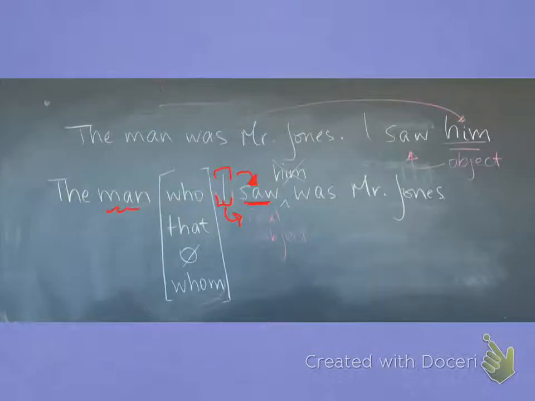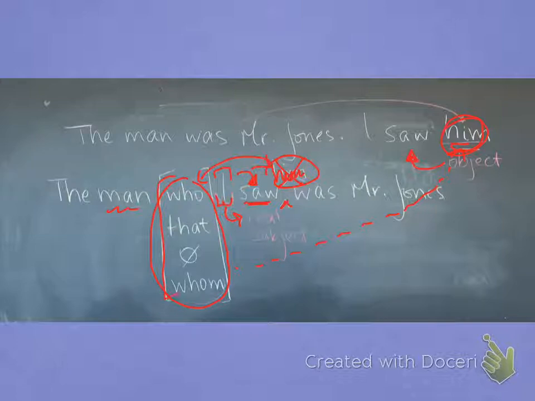Here was a second example of that. The man was Mr. Jones. I saw him. So him is the object of this verb saw, and him gets replaced by one of these relative pronouns. So if we say the man who I saw and we add in this word him, we can't do it because we can't have two things in the sentence that are performing the same job. So we don't use this object in the adjective clause sentence because we have words like who, that, or whom when we're talking about people.